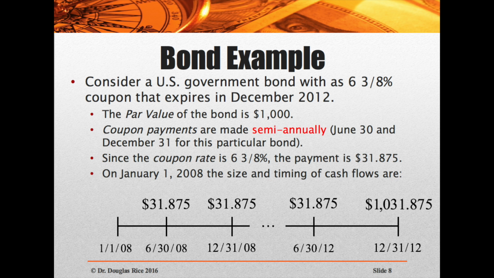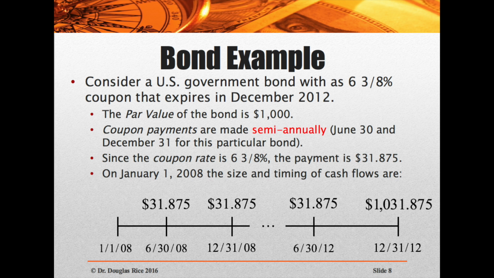The par value is the original loan value. It is the value that you will be paid at the end. So it is the amount of money borrowed at the beginning of the loan and the amount that will be paid at the end. So that's par value. Par value is $1,000. Coupon payments are semi-annual, as are all the coupon payments in this class.